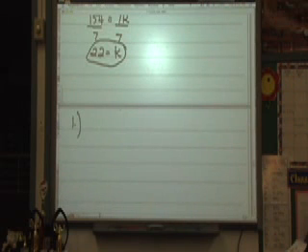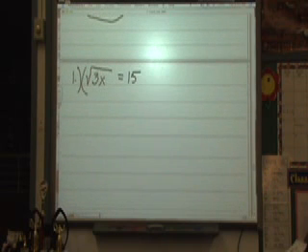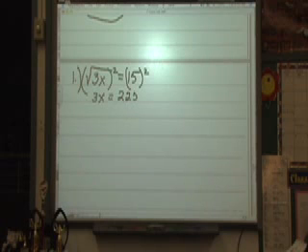Number 1. It says the square root of 3 times the number is 15. So we're going to translate that. The square root of 3 times the number, we'll use x, 3x, is the equal sign 15. The radical is isolated, the radicand, so we'll square both sides. And we get 3x equals 225. Divide by 3, and the number is 75.